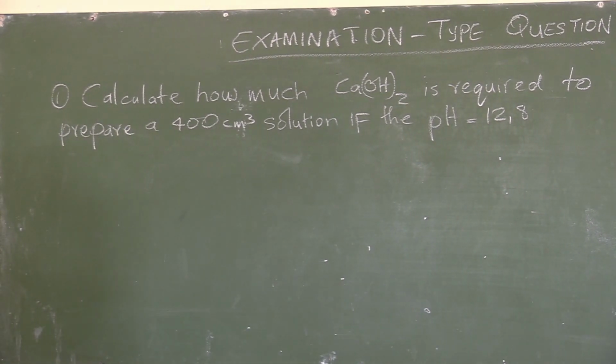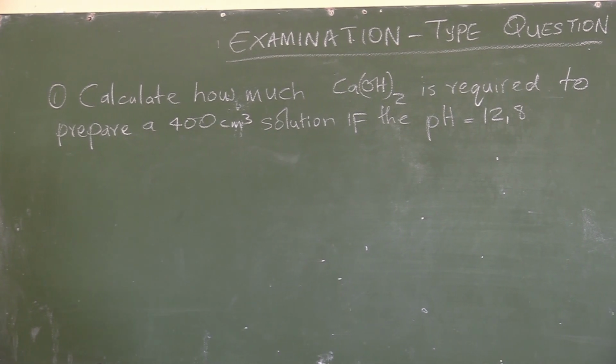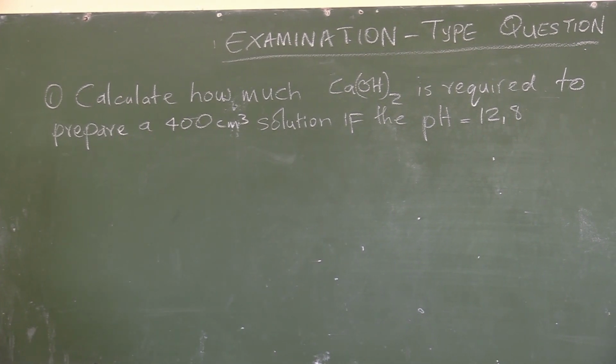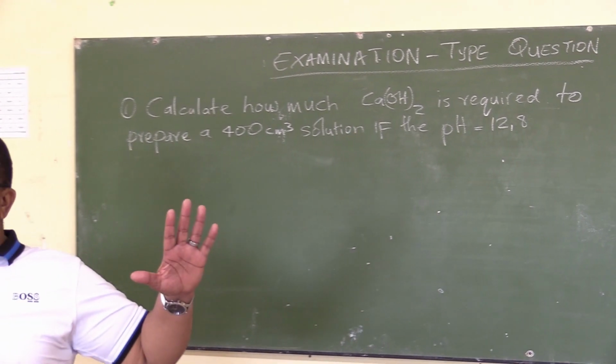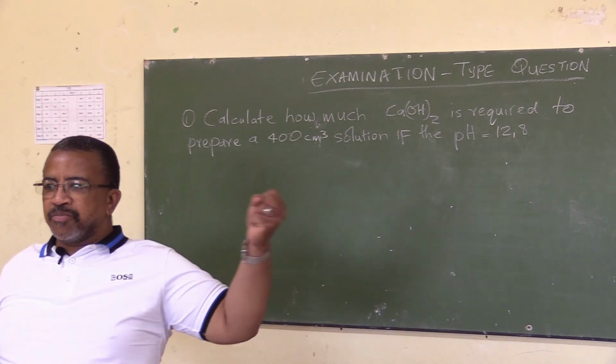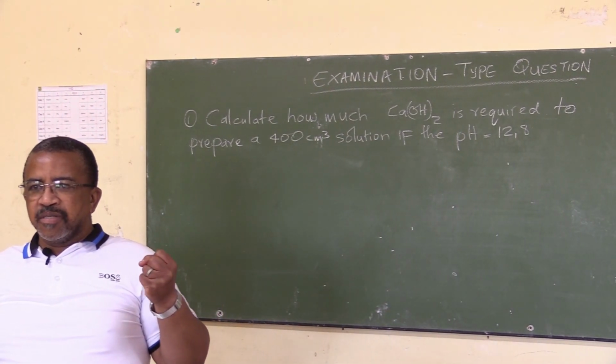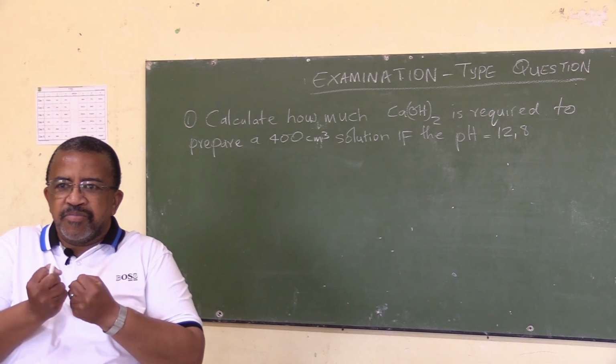Calculate how much calcium hydroxide is required to prepare a 400 cubic centimeter solution if the pH is 12.8. The question combines what we did with preparation of solution plus the pH scale.